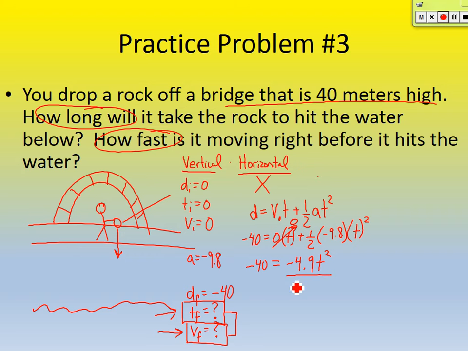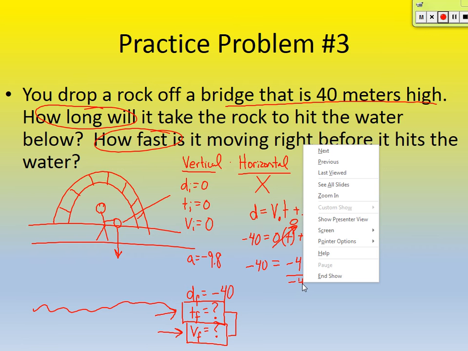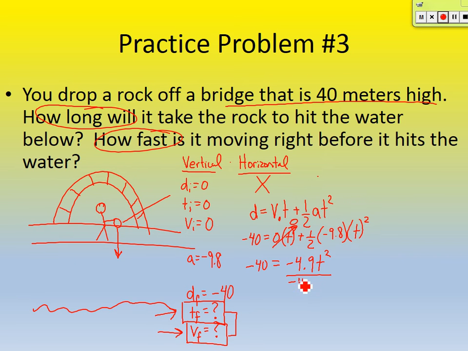And the answer is we have to divide this equation by a negative 4.9 on both sides. Over here we're dividing it by itself, so it cancels out. So now we have to figure out what a minus 40 divided by a minus 4.9 is. So now I'm getting that t squared is equal to 8.16 seconds.